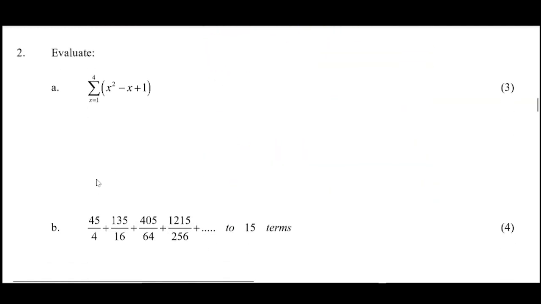Remember, this one is around sigma notation. And remember the trick with sigma notation is write down the first 3 terms. When x is 1, we actually get 1. When x is 2, we get 3. When x is 3, we get 7. Now this is not quadratic. And, sorry, this is not arithmetic. And, in fact, it is not geometric.